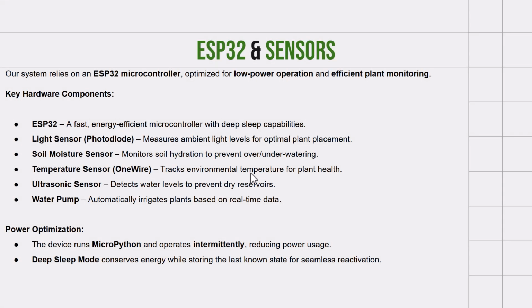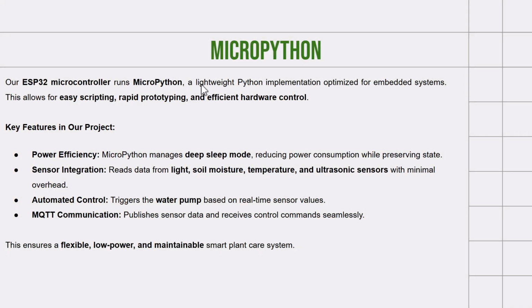Okay, now we want to talk about the hardware and device connector. Here we use ESP32 and sensors. Our setup is based on the ESP32 microcontroller, which is powerful and energy efficient, and it supports deep sleep for low power use. It connects to sensors for soil moisture, light, temperature, and water level. A water pump is also included for automatic irrigation. The ESP32 runs on MicroPython, which allows flexible programming and MQTT communication. The device connector software handles registration, configuration, and real-time publishing of sensor data.